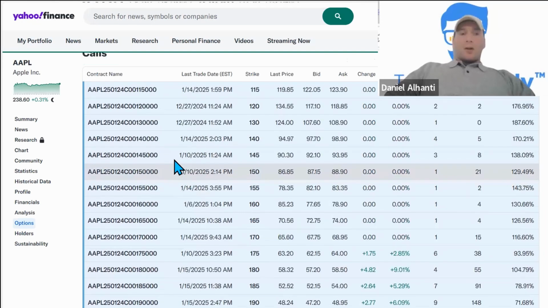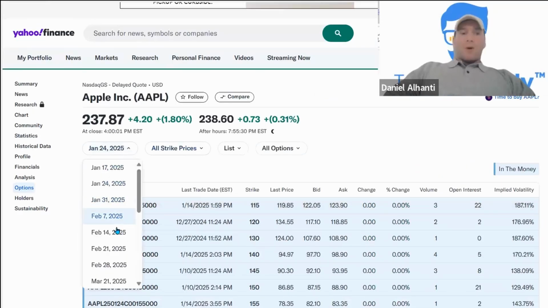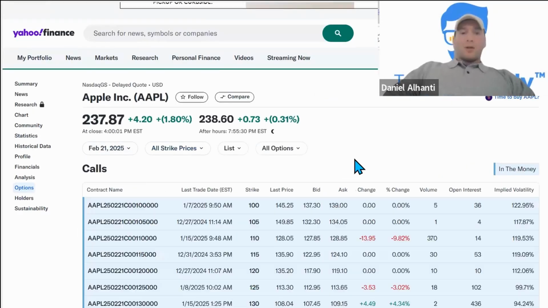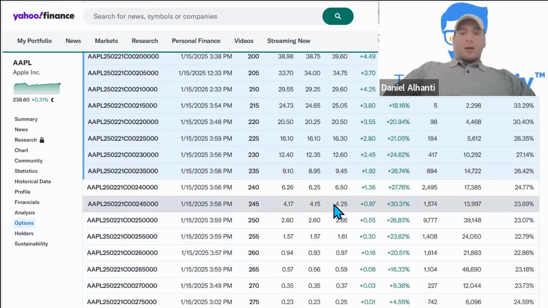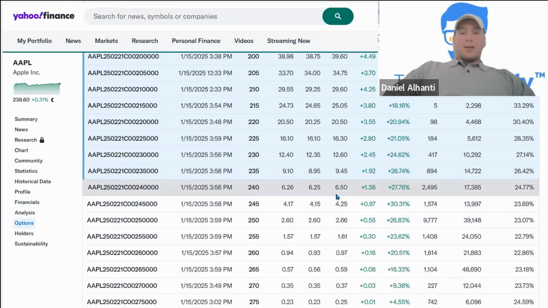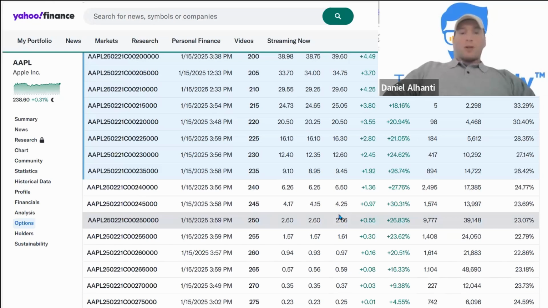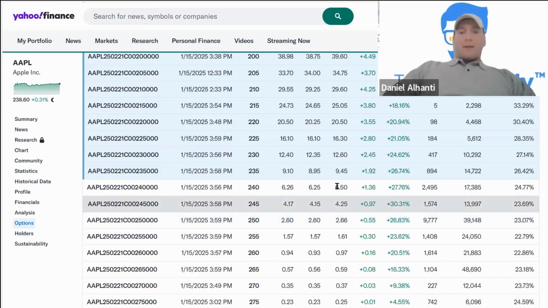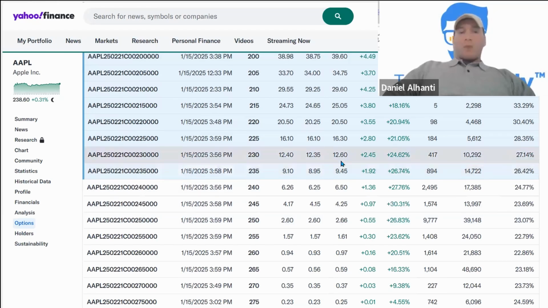Now, if I just want to show you an example, if I keep going out time-wise, let's go to February 21st. You're going to see that the pricing on these is going to get a lot more expensive. Okay. And so the shorter time, the riskier it is, and the less expensive it is. It's more expensive to have more time, but it's also more conservative. Okay. And obviously it's more conservative to go back more in the money. So that's just a quick little blurb about options.